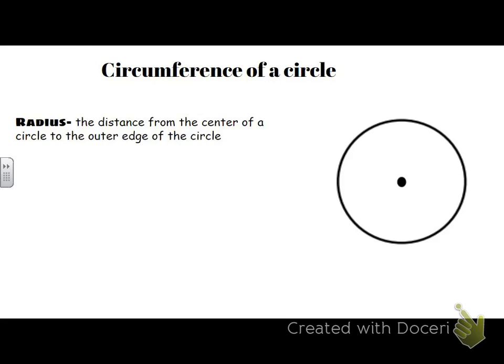The first thing that you need to know about a circle is the radius. So the radius of a circle is the distance from the center of a circle to the outer edge of a circle. So it's going to look like this. It's going to be a straight line from the center to the outer edge of the circle. It can be drawn many different ways. Typically you'll only see one radius drawn, but it could be going down like this, as long as it's from the center to the outer edge.